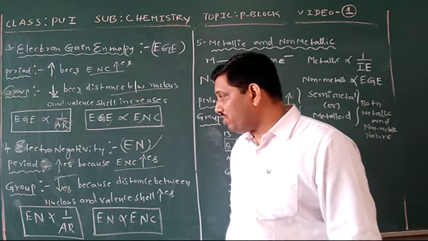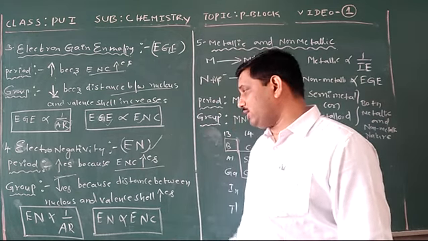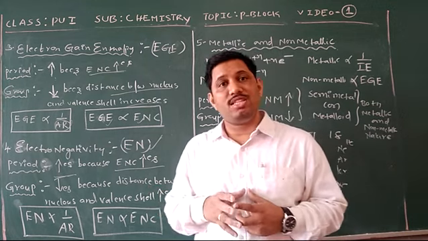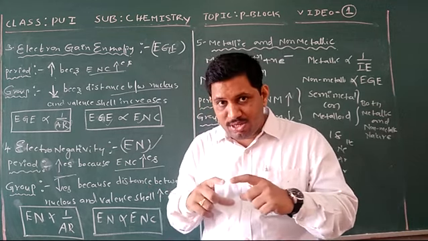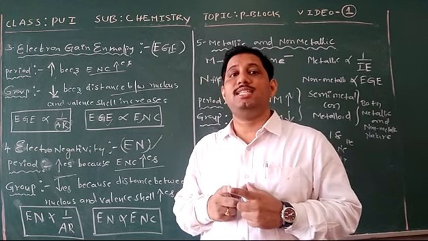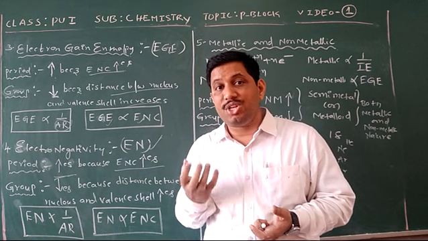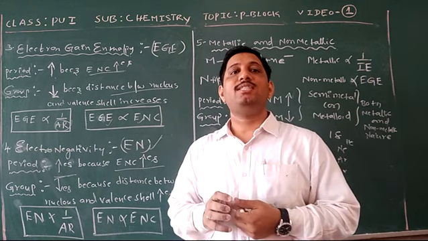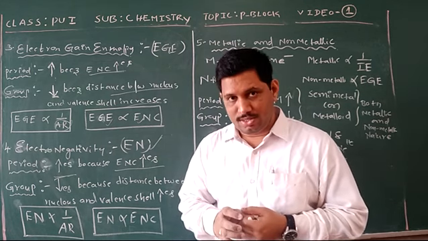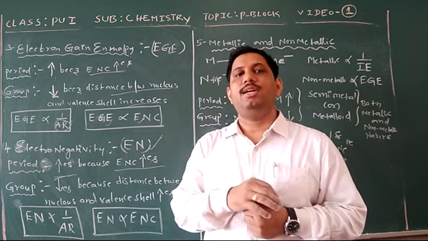Down the group, the electronegativity decreases because the distance between the nucleus and the valence shell increases. As the distance increases, attraction decreases. Hence, the relative tendency of attracting the shared electron pair decreases. Hence, electronegativity values decrease.